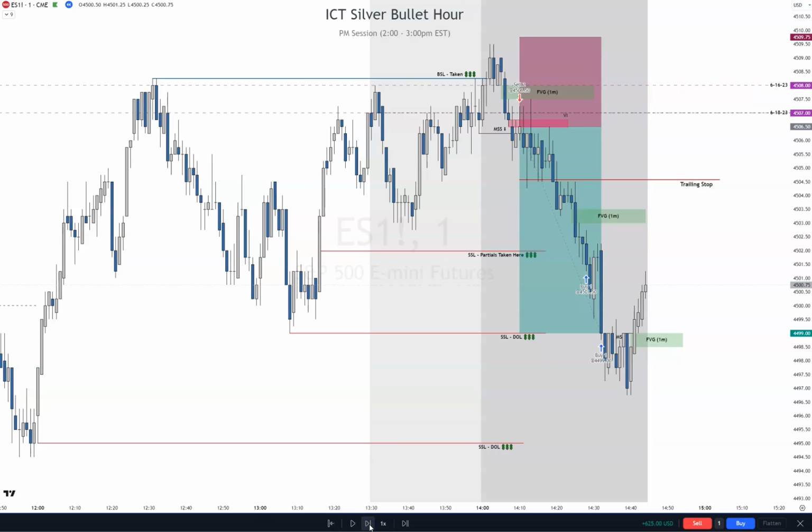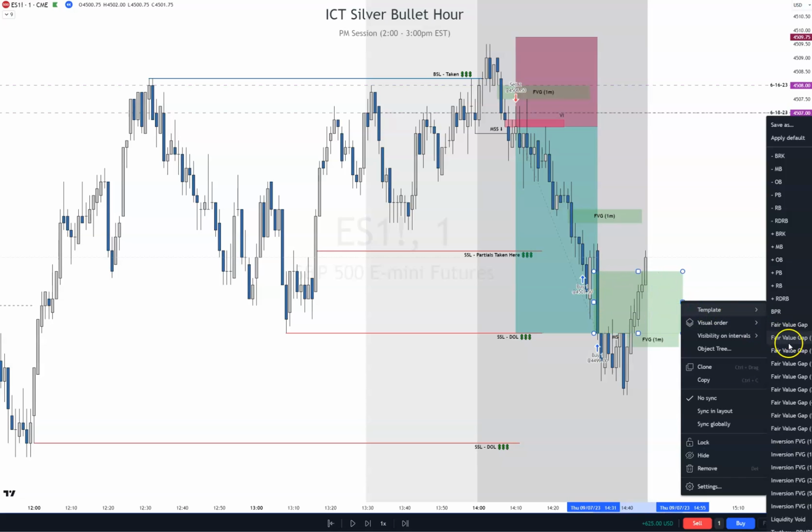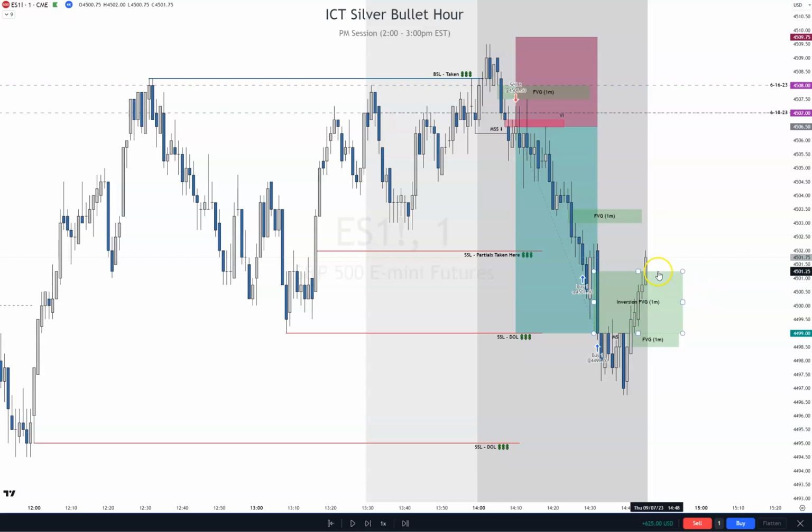Where would you be targeting? New week opening gap. Let's take my trailing stop off so it's not confusing here. But look at this. You also have a fair value gap right here. Okay. And when it just got traded through, now that's an inversion fair value gap. So now if price trades back into this, you could take a trade.